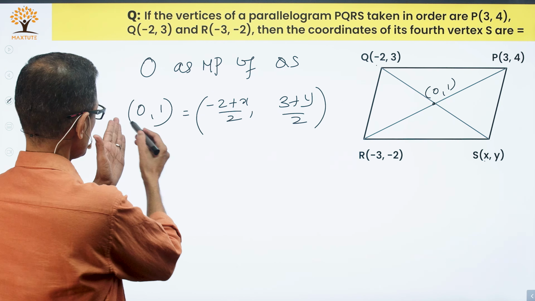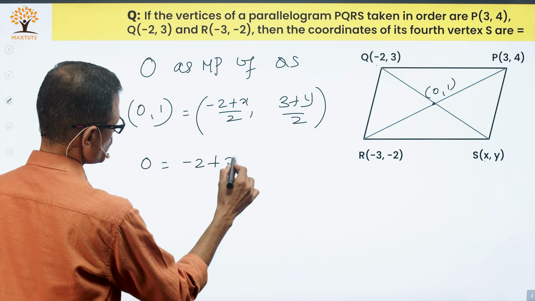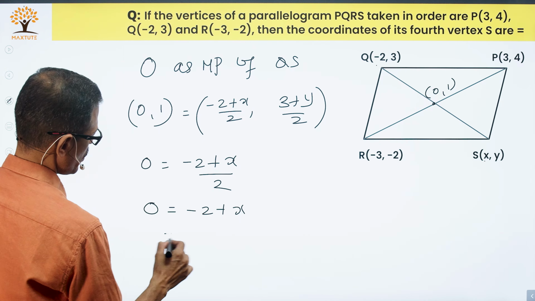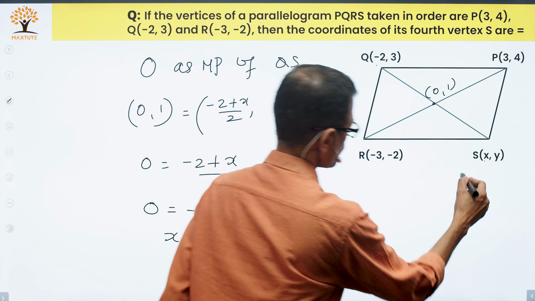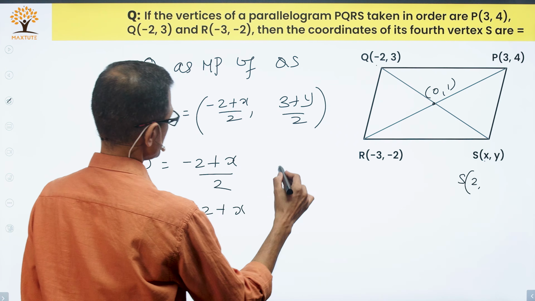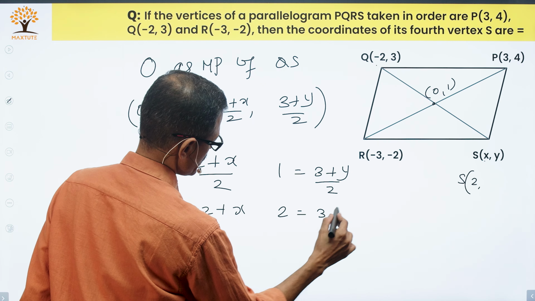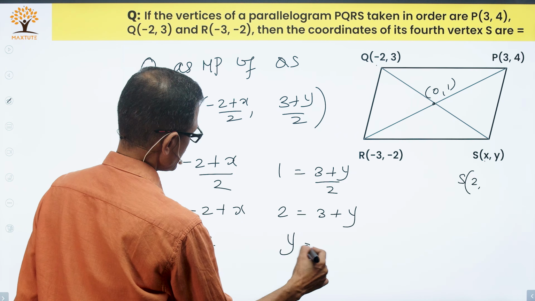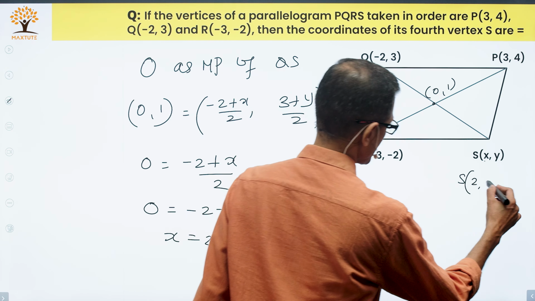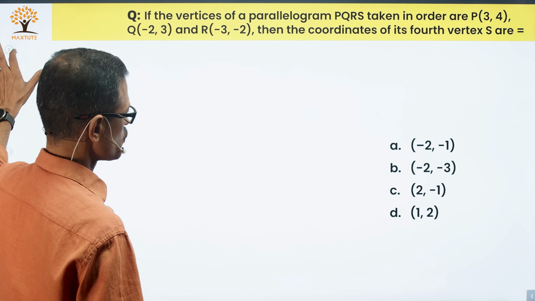Equate the x coordinates on both the sides and y coordinates on both the sides. So 0 is equal to (-2 + x)/2. Cross multiply, you will get 0 is equal to -2 + x, or x is equal to 2. So x coordinate of point S is 2. Do the same thing for the y coordinates. So you'll get 1 is equal to (3 + y)/2. Cross multiply the 2. 2 is equal to 3 + y. Take the 3 to the left hand side. We'll get y is equal to -1. So (2, -1) are the coordinates of point S. (2, -1) happens to be choice C.